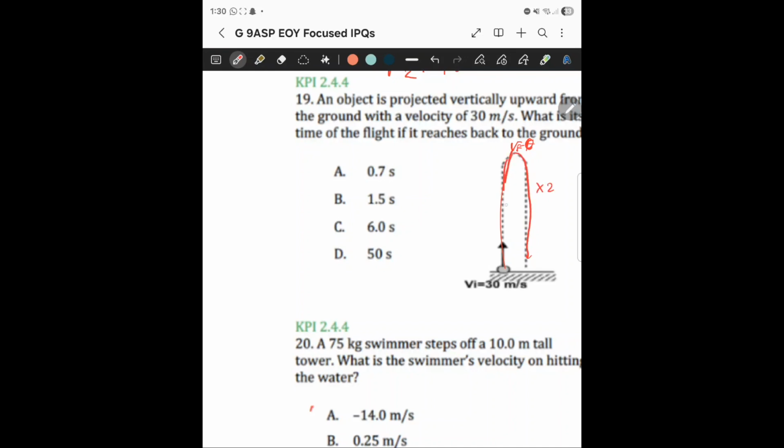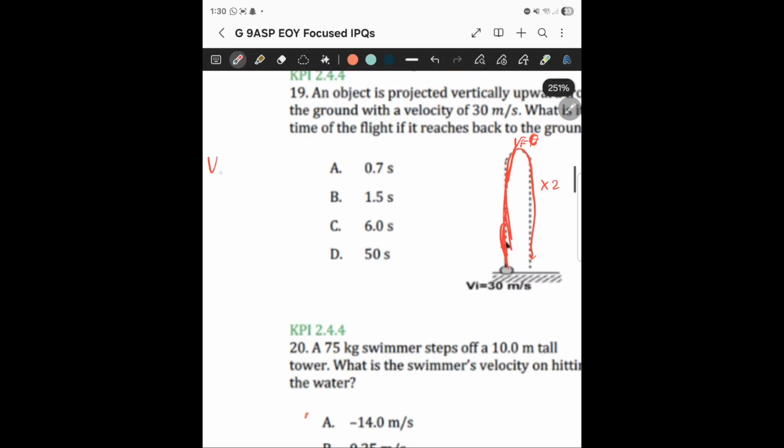So let's do the first half. Let's do this bit here. Let's find the time to get to the top. Vf equals, Vi equals, A equals, T equals, and X equals. V final, I know that's going to be 0 because that's at the top.